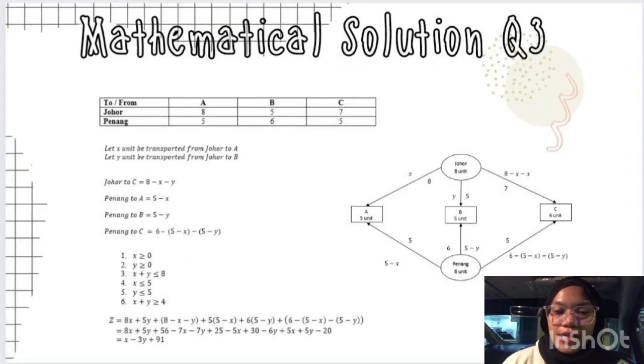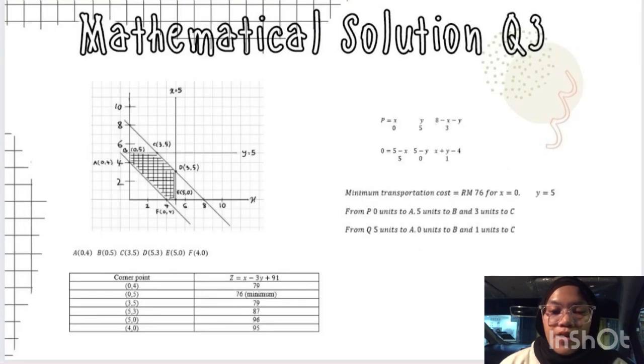Going to the next slide, as you can see here, there's a graph. How do we draw the graph? We use the 6 constraints that we have written. After we have plotted all the constraints, we shade them, and then we get all the corner points A, B, C, D, E and F.